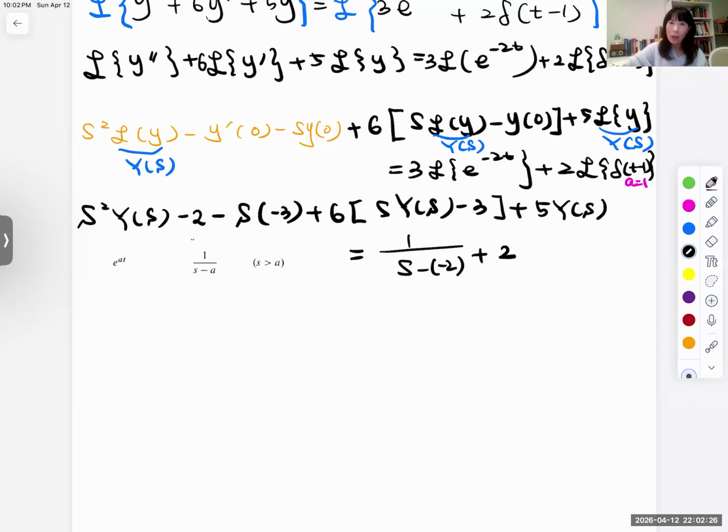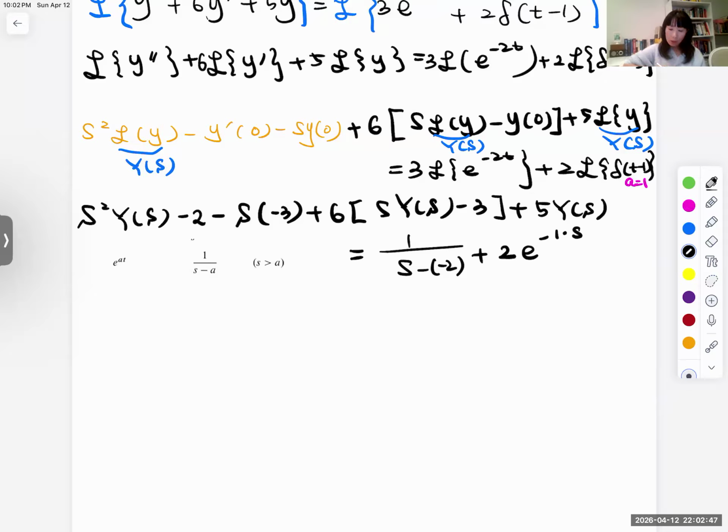And plus 2, a equal to 1 in this case. So we write e to the negative a s, negative s, because negative a s, with a equal to 1, times s.